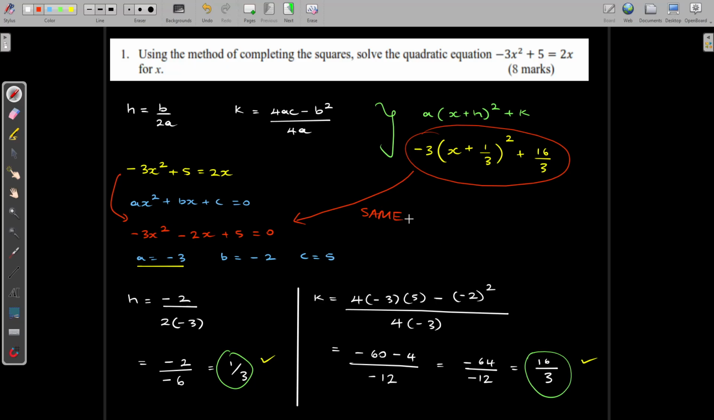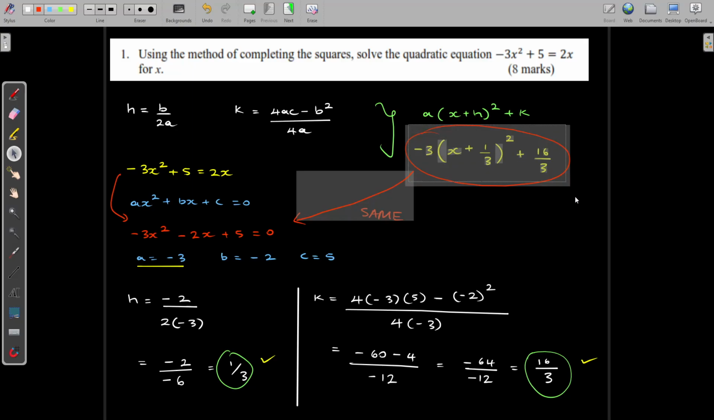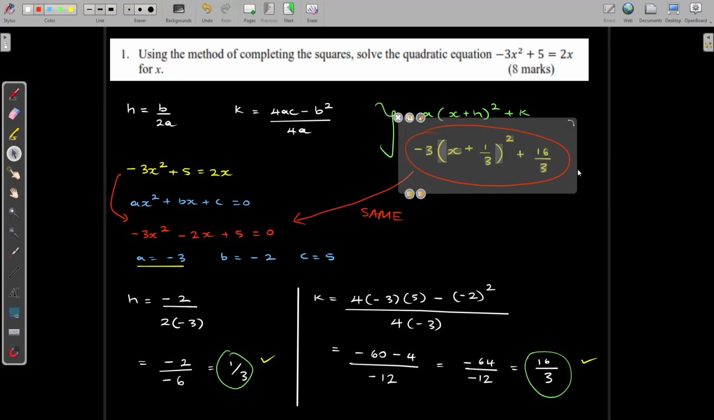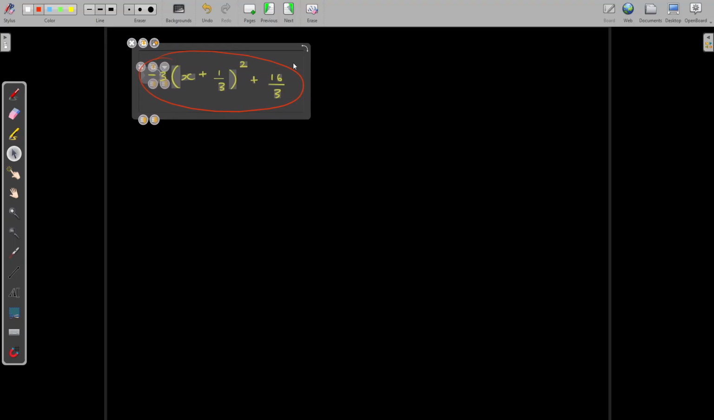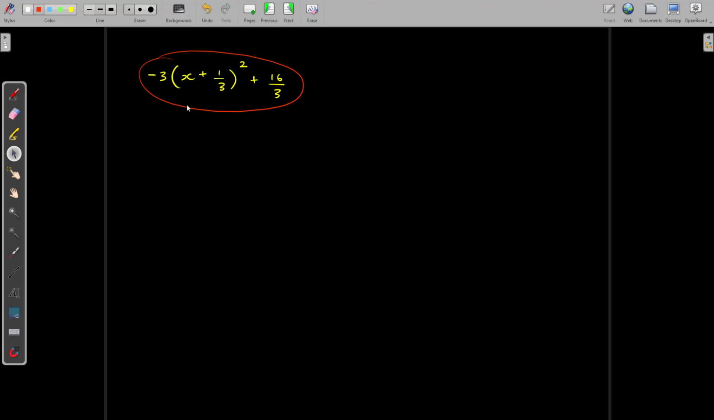So now we're required to solve. In order for us to solve, let's copy this and go to a new page. We need to equate it to 0. So this is equal to 0. From here, the rest is basic transposition. The aim is trying to make x the subject. We want to make this the subject.